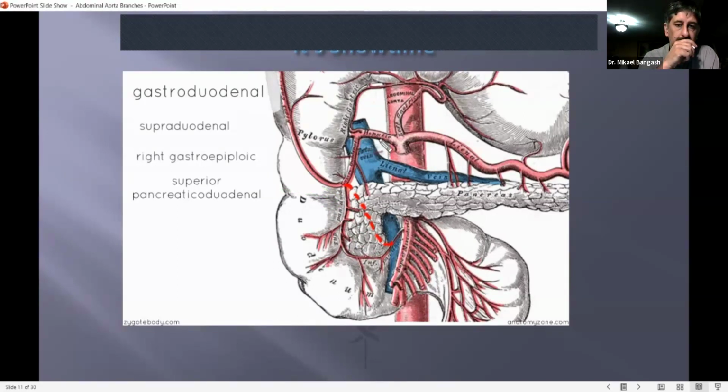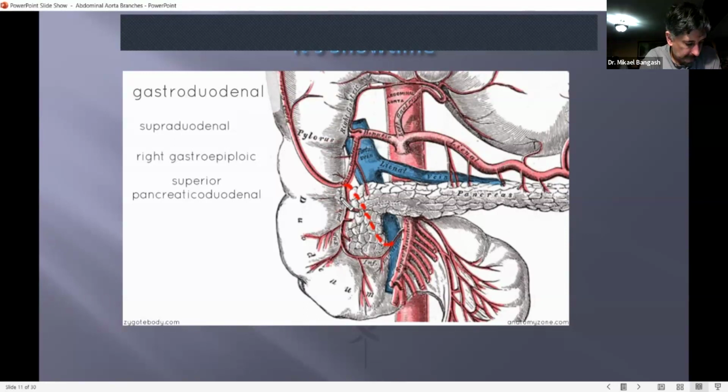gives off the proper hepatic artery, which sends off branches to the liver and the gallbladder, and then you've got the gastroduodenal artery, which sends off branches to supply the head of the pancreas and the duodenum, as well as this branch that supplies the surface of the stomach and anastomoses with a branch from the splenic artery. The gastroduodenal artery gives off the right gastroepiploic artery, and then it gives off the superior pancreatico-duodenal artery.